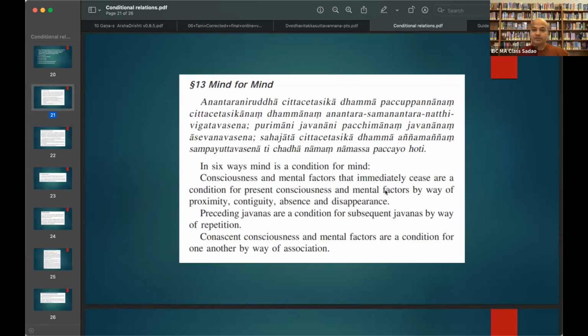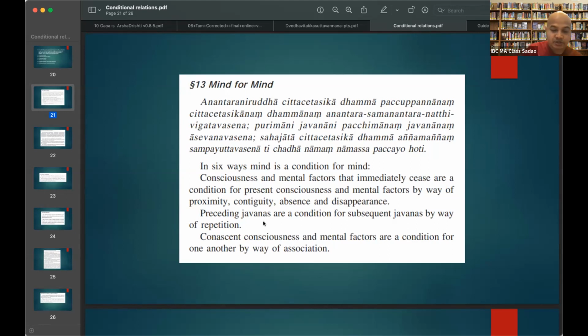Now you have this present moment. The present moment represents the functioning of chitta and chetasika, right? And this present chitta and chetasika, by way of proximity, contiguity, absence, disappearance, these are the four pachayas that are mentioned. This happens due to the previous chitta and chetasika. So the relationship between mind for mind, one moment to another moment, and the present functioning as a cause for the arising of the next one in terms of proximity, contiguity, absence, and disappearance. So this represents the relationship between the two mind moments.